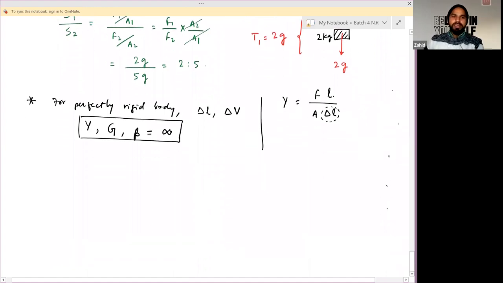Now the next important part of this chapter is the stress strain curve.